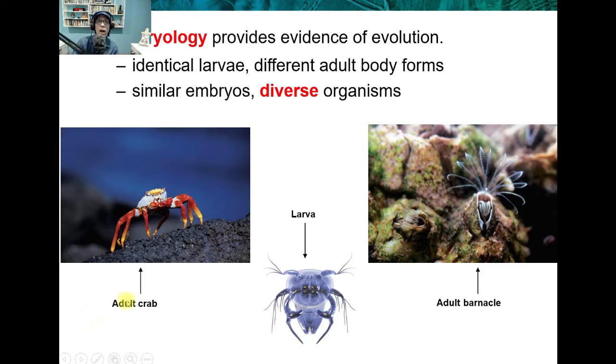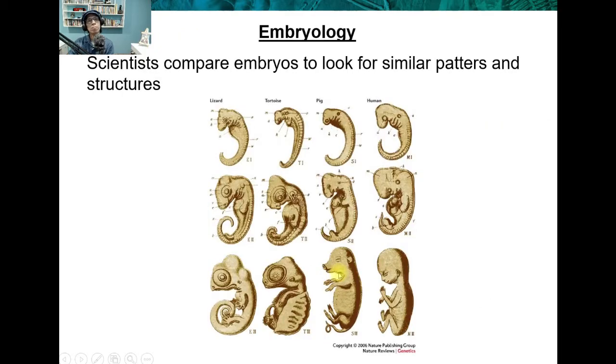You have an adult crab and an adult barnacle. If you look at the larval form, it's similar. And evolutionists would use this as proof or evidence that the embryological development of crabs and barnacles shows that they are related. That's what it means. They are relatives. Alright? Okay.